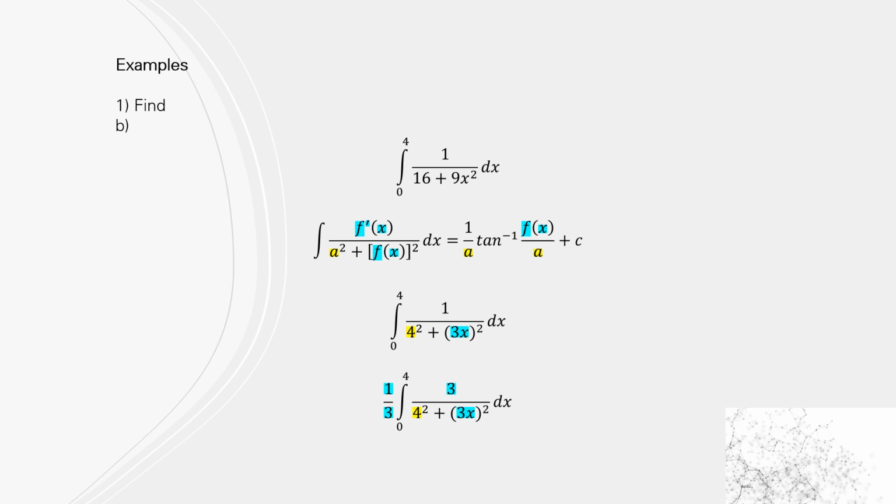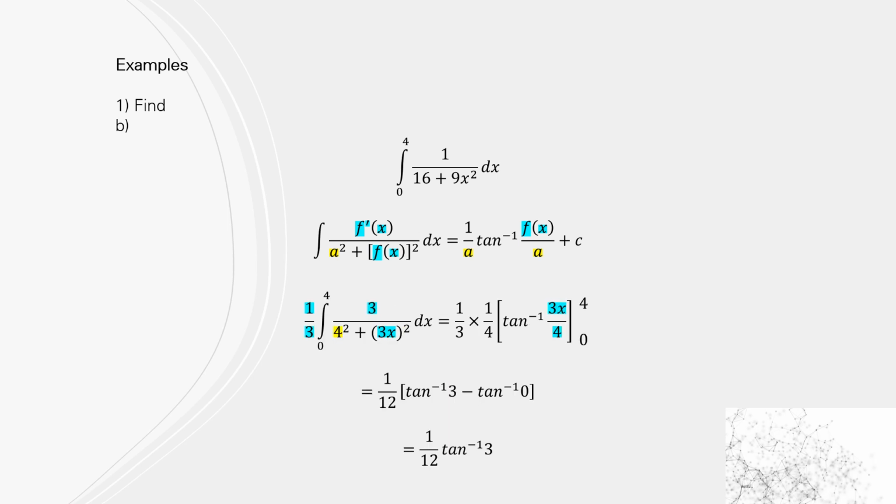And what's the function? What squared gets us 9x squared? Well, that's 3x. And so we need the derivative of the 3x on the top. So obviously we need a 3 on the top. Notice that that's how it all fits in. So in our second line, the integral from 0 to 4 of 1 over 4 squared plus 3x all squared. Need the derivative of 3 on the top, so I put a third out the front.